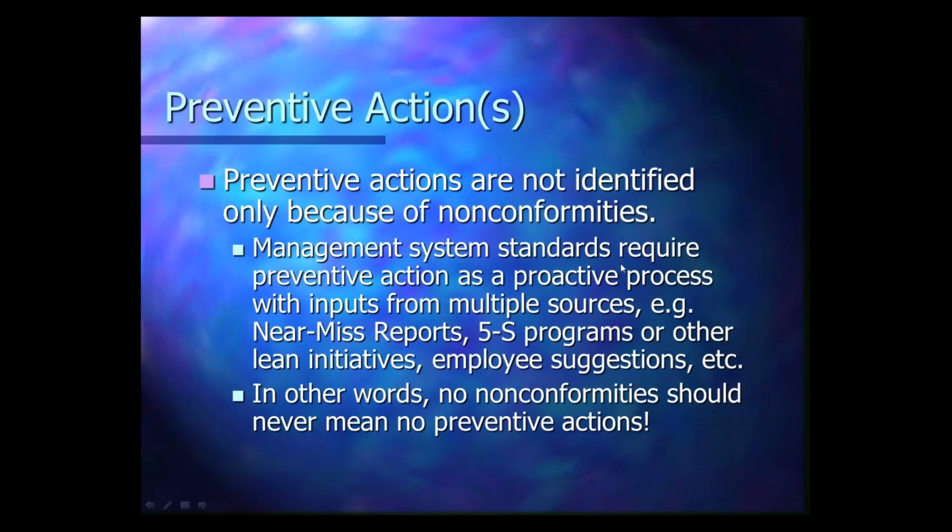Keep in mind that preventive actions are not only identified because of nonconformities. Good preventive action systems require a proactive process with inputs for preventive action from multiple sources: near-miss reports, 5S programs or other lean initiatives, employee suggestions, plant walkthroughs, layered process audits, etc. In other words, no nonconformity should never mean no preventive actions.